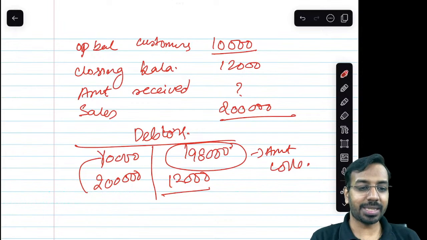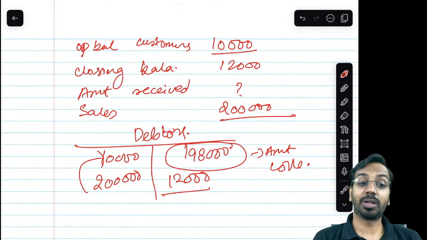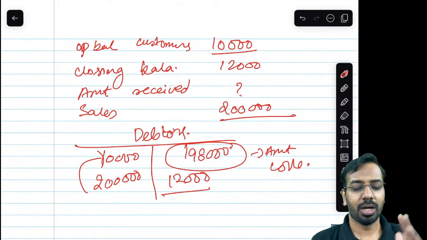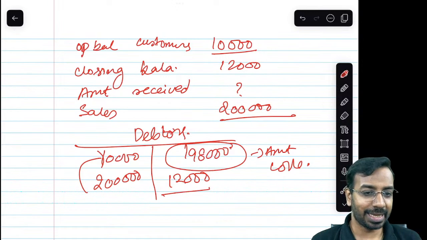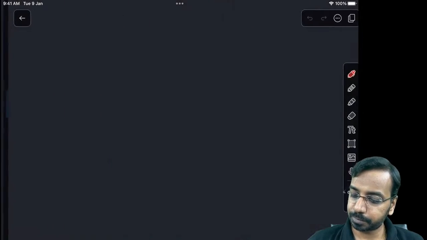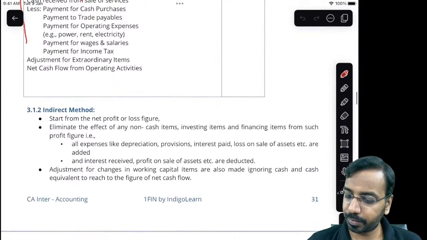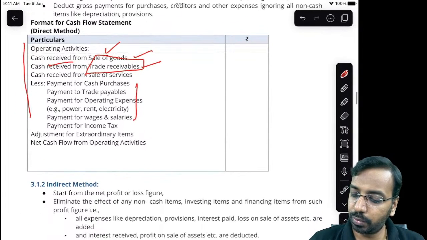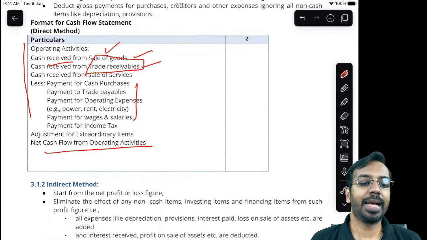So if there is any missing information, my suggestion to you would be to please prepare a ledger account, a T-shaped ledger account format, that will help you to calculate any missing information: purchases, sales, customers, creditors, debtors, everything you can calculate using this information, right? So you will take cash received from sale of goods, receivables and all of that, and payments. You will get cash flow from operating activities.